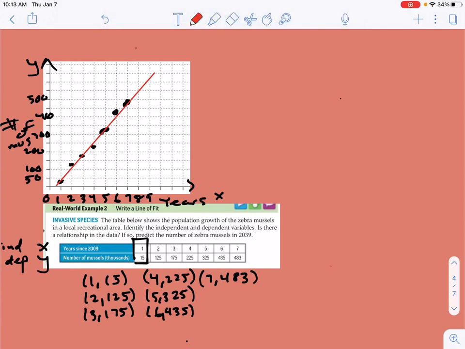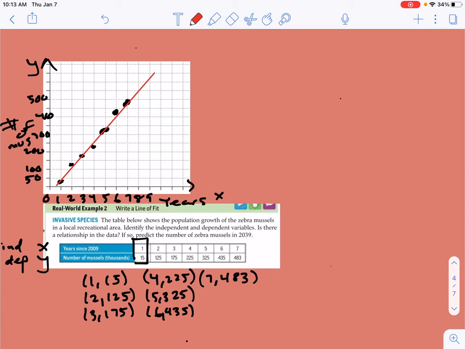Okay, so now that we have drawn our line of best fit, we are going to find an equation for this line. The reason we do this is because it enables us to make predictions about things that either don't have a point on the graph that's shown or that just frankly don't fit on the graph. So if you look at the question they're asking, it says predict the number of zebra mussels in 2039.